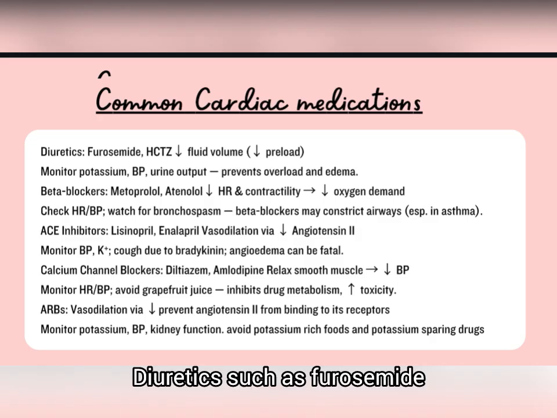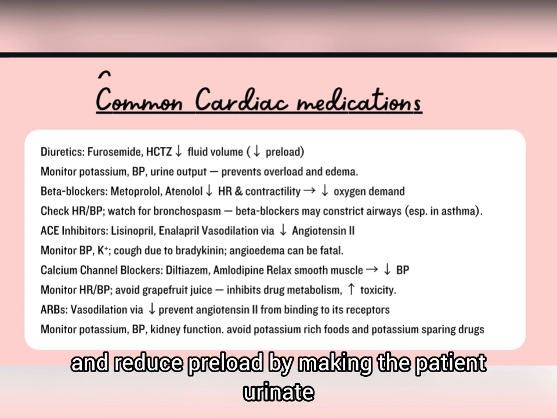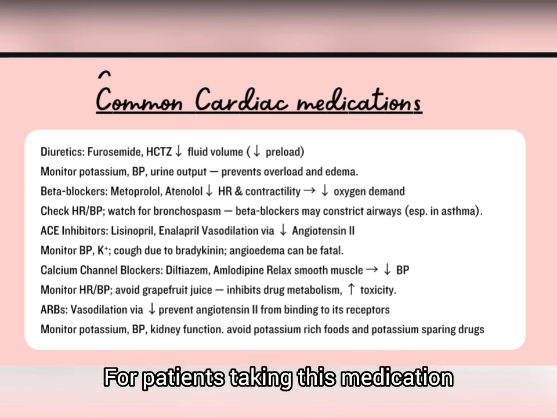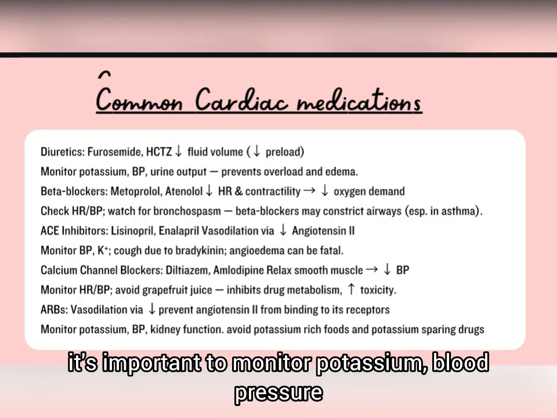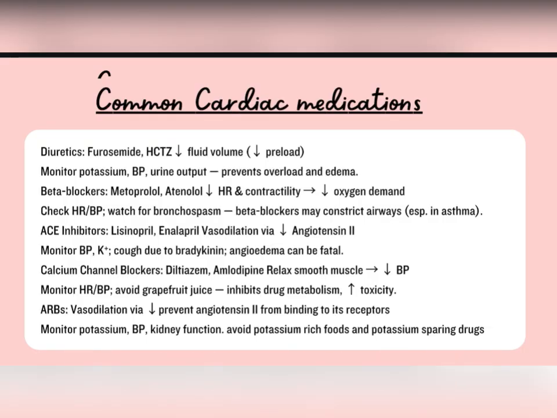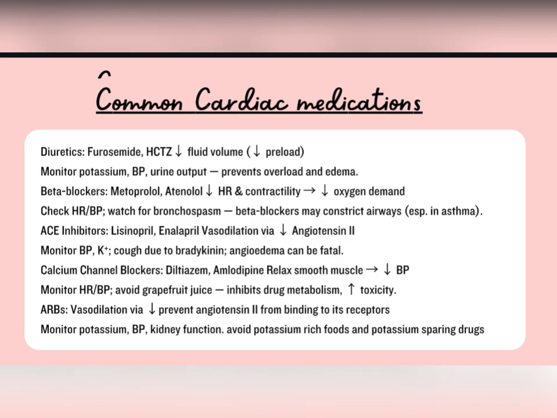Diuretics such as furosemide and hydrochlorothiazide reduce fluid volume in the body and reduce preload by making the patient urinate. For patients taking this medication, it's important to monitor potassium, blood pressure, and urine output. This medication works to prevent overload and reduce edema.